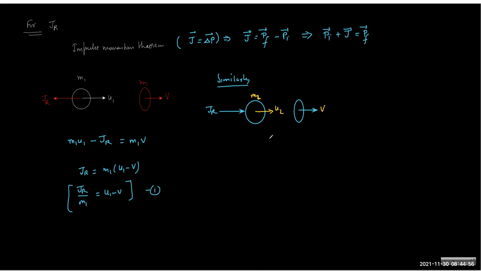So how do we write the impulse momentum theorem in this case? We had momentum m2 u2. It received an impact, which is like I got some supply of momentum, and now this has changed my momentum to a new value, m2 v. Correct. So from here you can see that JR by m2, if you rewrite, will be v minus u2.